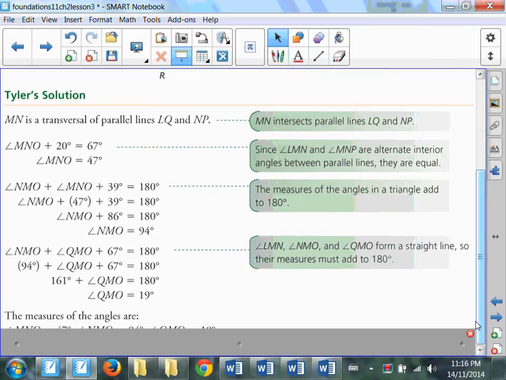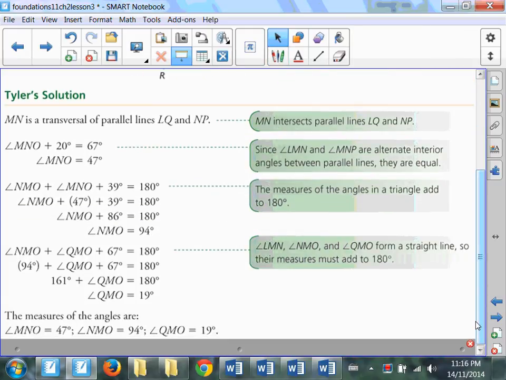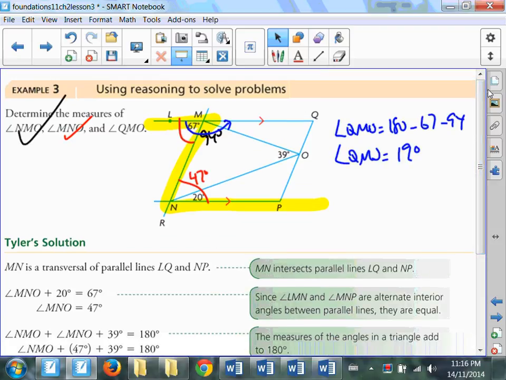Let's see if I did good. Yeah. So there we go. Okay, so a few different things. We're using parallel line theorem, the alternate interior angles. We're using the fact that angles add up to 180 in a triangle. And we're using angles add up to 180, or are supplementary, across a straight line in order to find each of those angles in that diagram.